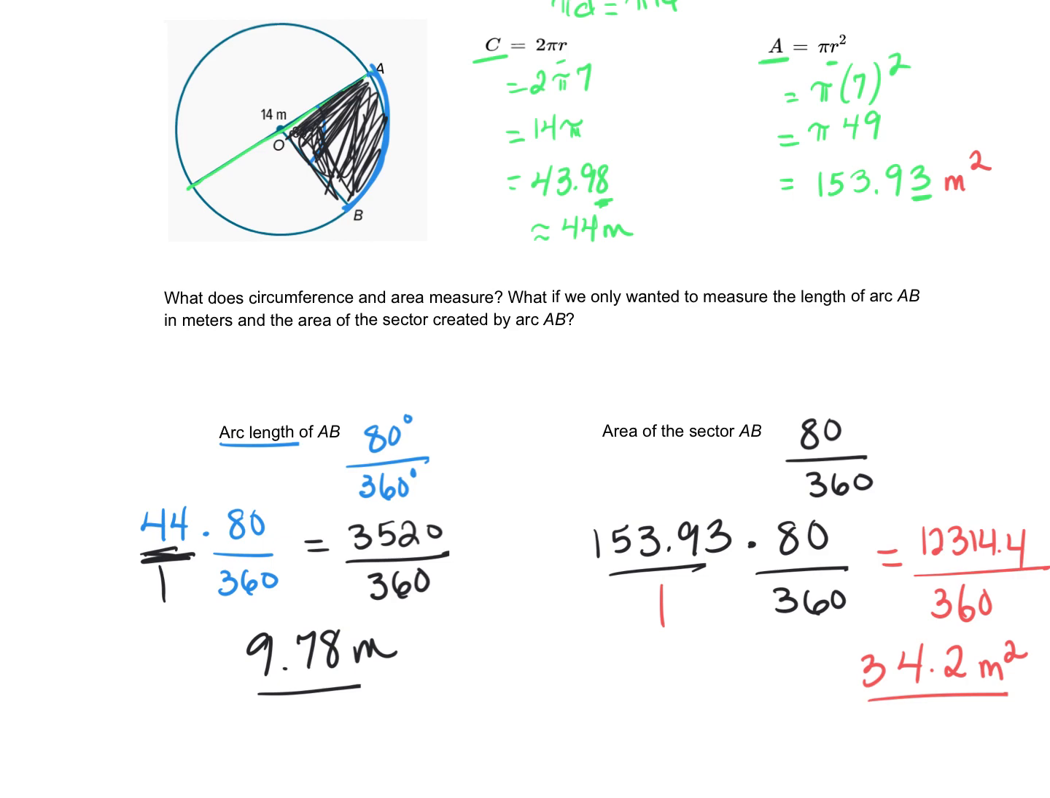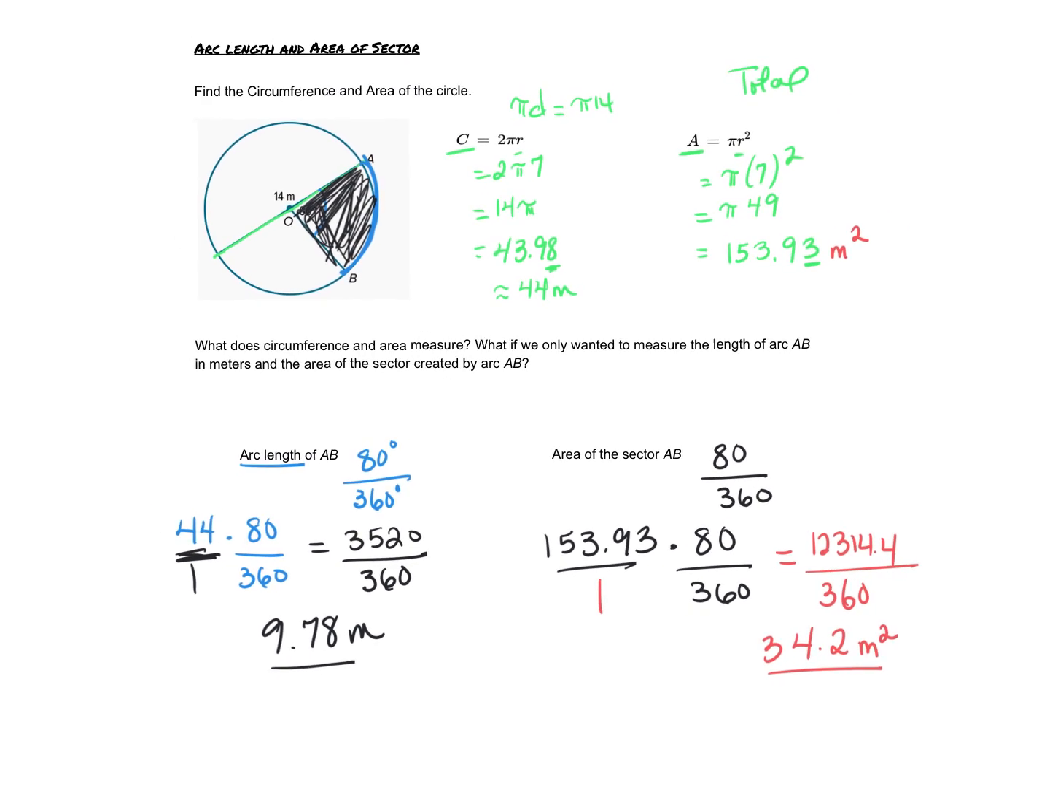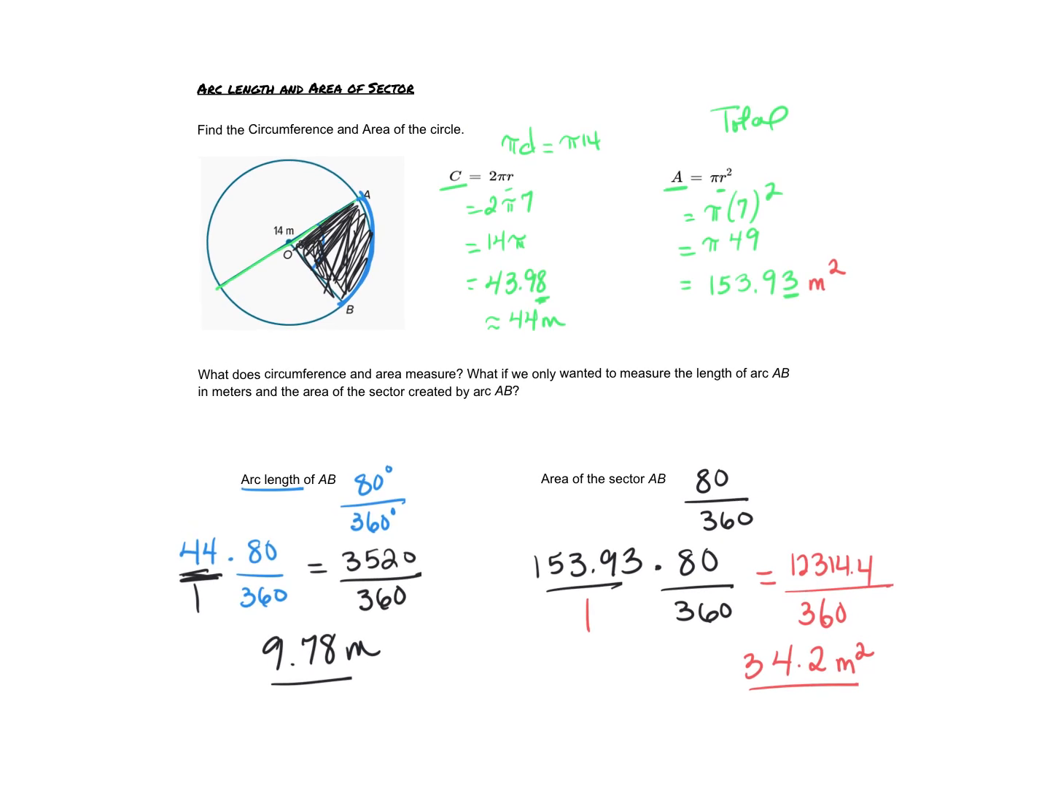I hope this makes sense. There's nothing tricky about this at all. It's just understanding that the arc length is the fraction of the total circumference, and then area of a sector is the fraction of the total area of the circle based on the length of the radius.